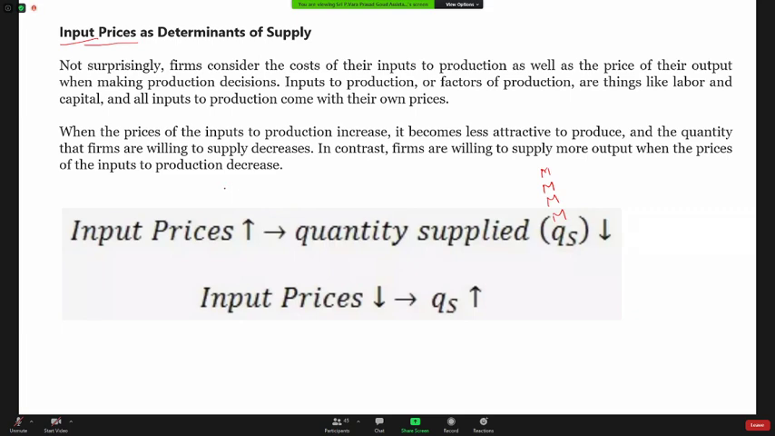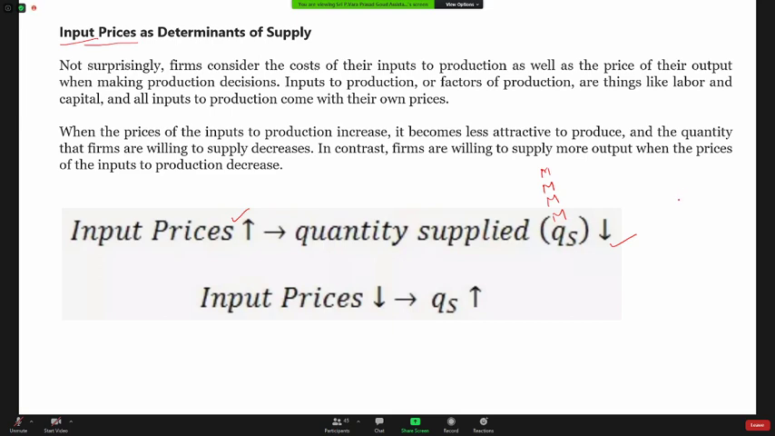Then you can say if the input prices, maybe the raw material price or the price of other inputs, are so high, then the quantity supplied will be less, at least for some time. Or at least if they're able to adjust the market price. If they're able to adjust the market price, then they will supply.